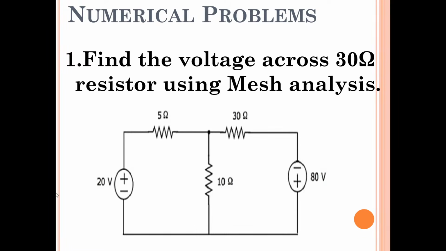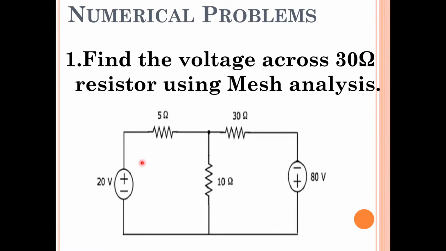Meanwhile, when you people are still drawing, let me just discuss this circuit. If you observe here, there are two meshes, two closed paths. This is one mesh, this is another mesh. Since there are two meshes, we can assume two mesh currents. Let's assume in this mesh the current is I1, and in this mesh the current is I2.